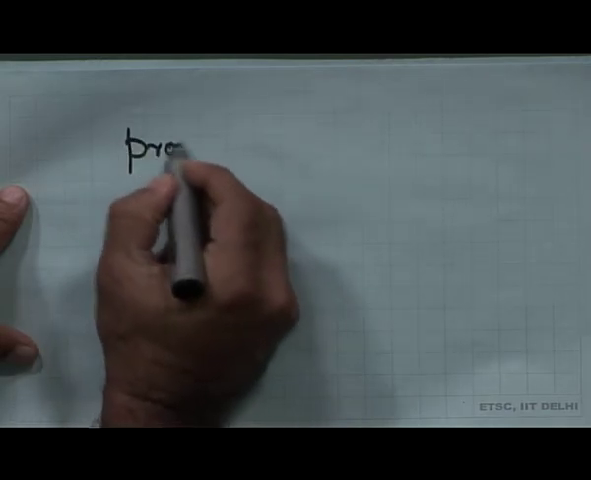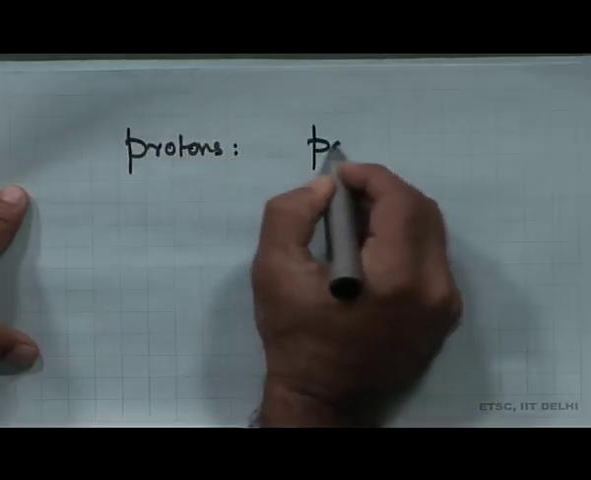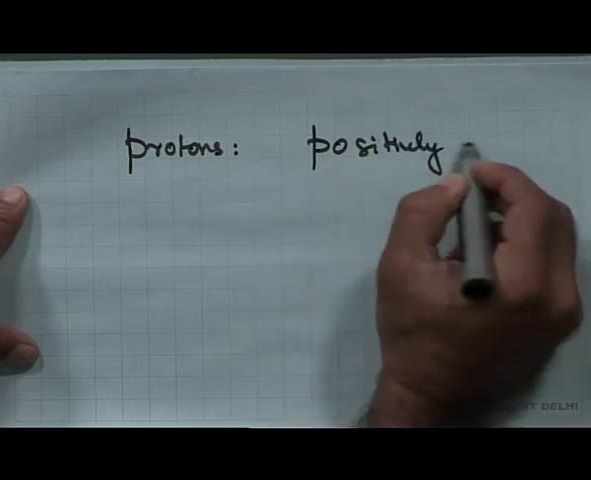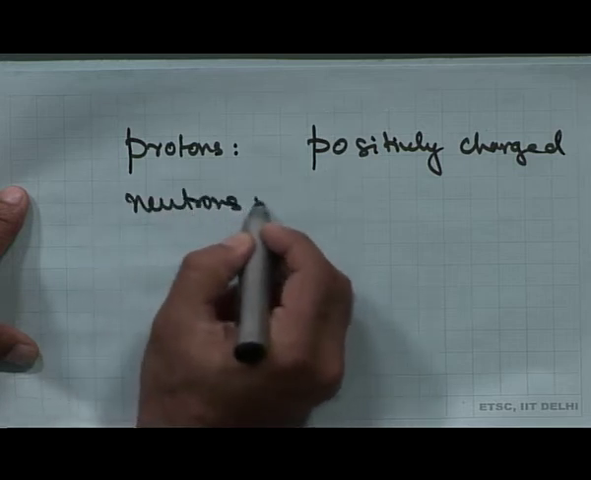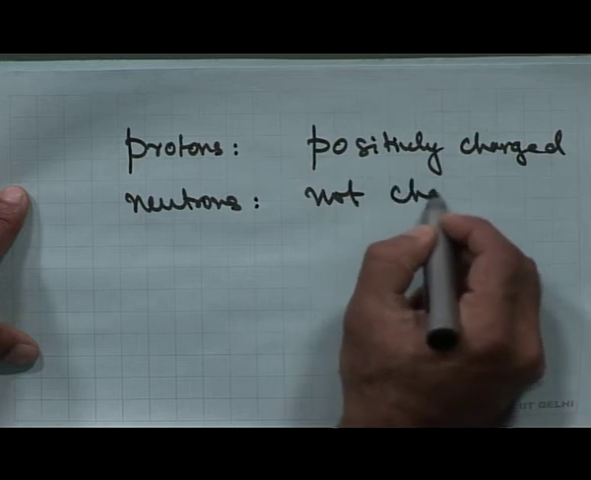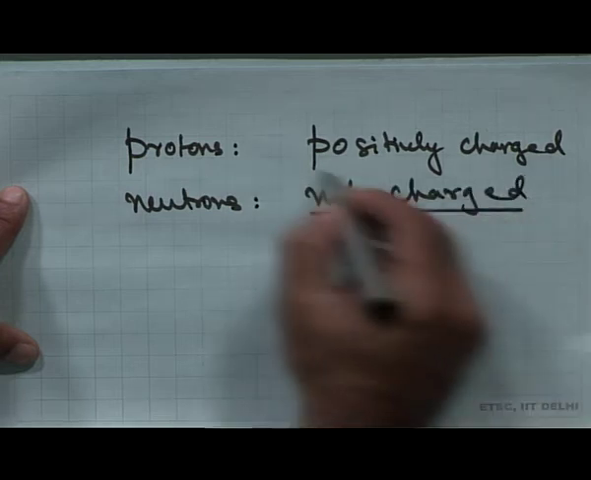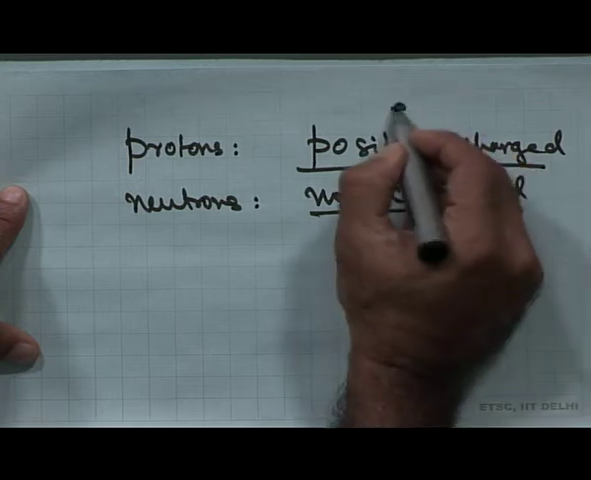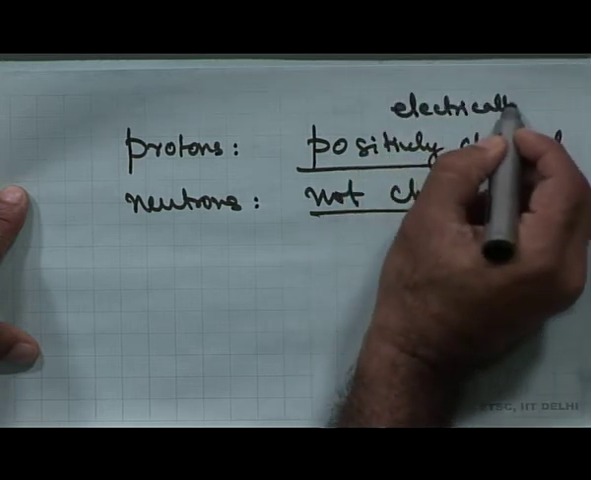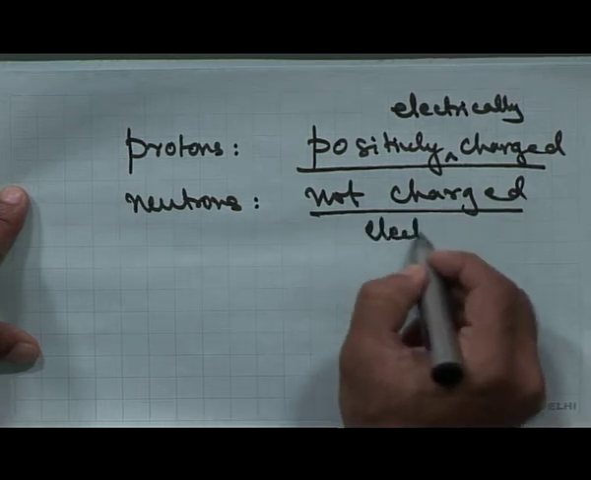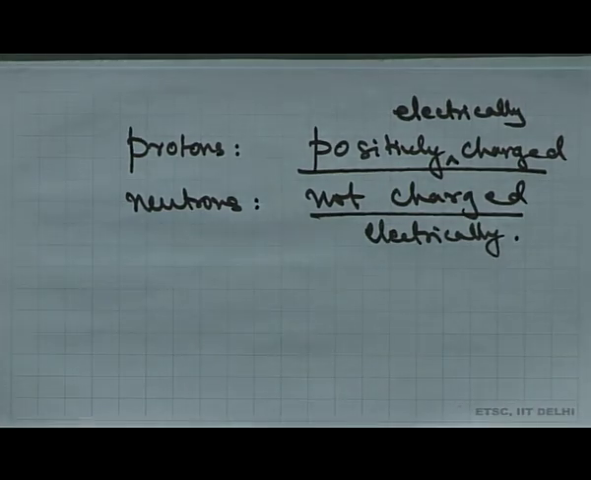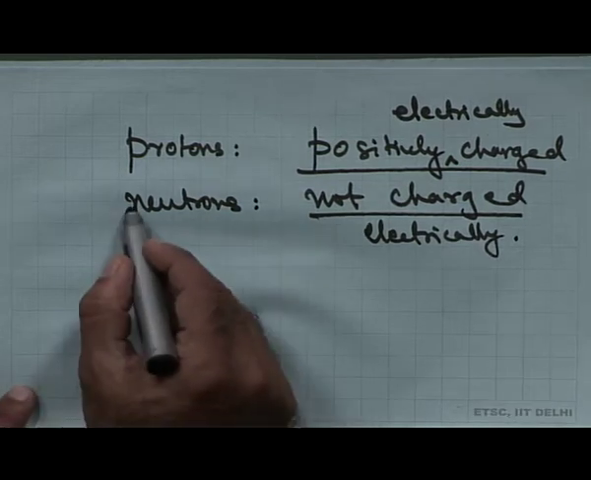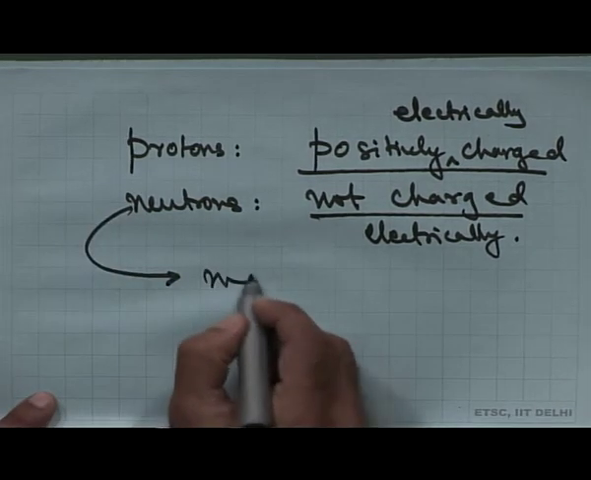So if you remember, my protons are positively charged and neutrons not charged. In fact, I can be very careful: positively electrically charged, and the neutron not charged electrically. I will tell you why I am using the word. Its electric charge is 0. That is what we have. For your information, although the neutron is not electrically charged, it has a magnetic moment.